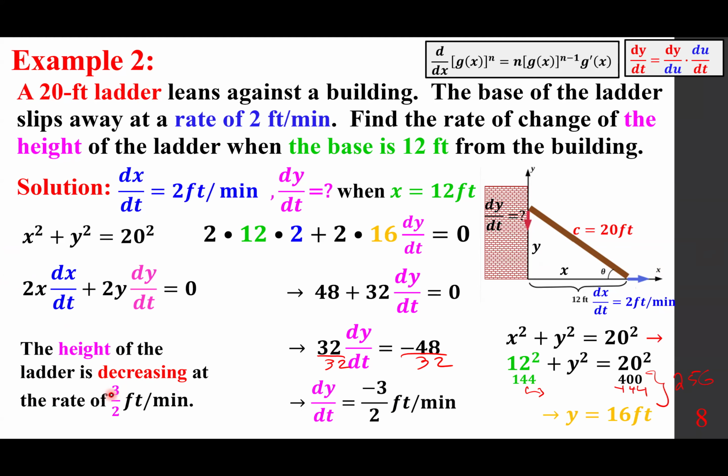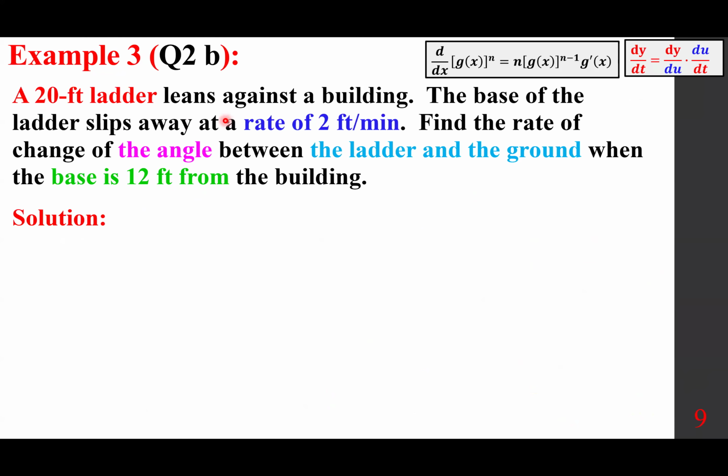Now, before I move on to the next question, please understand, as this thing moves away, it creates dy/dt, and this angle, as well as this angle, they change also. So we can make up questions about those. So, continuation of that type of question: a 20-foot ladder leans against a building. The base of the ladder slips away at the rate of 2 feet per minute. Find the rate of change of the angle between the ladder and the ground when the base is 12 feet from the building. So identical question, but a different part we are interested in.